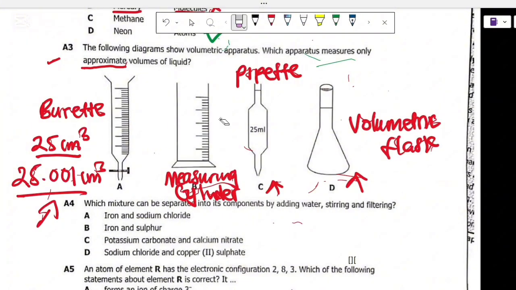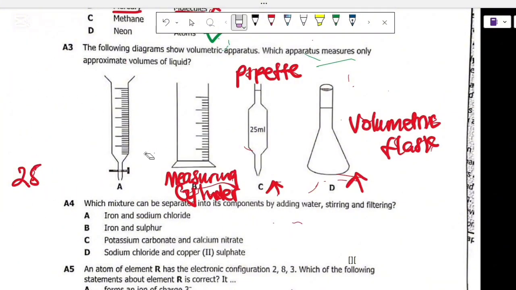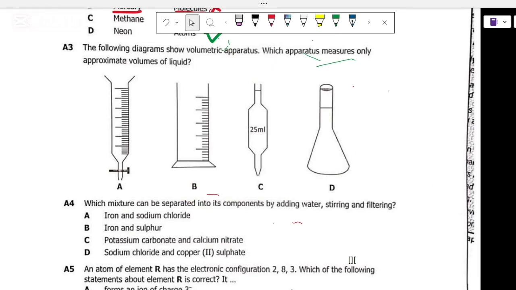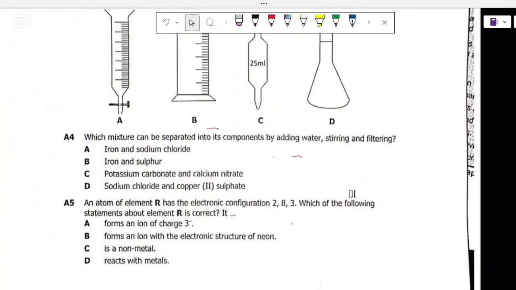So we still have some minutes. We can still look at some more questions. So let's look at question 4 here.